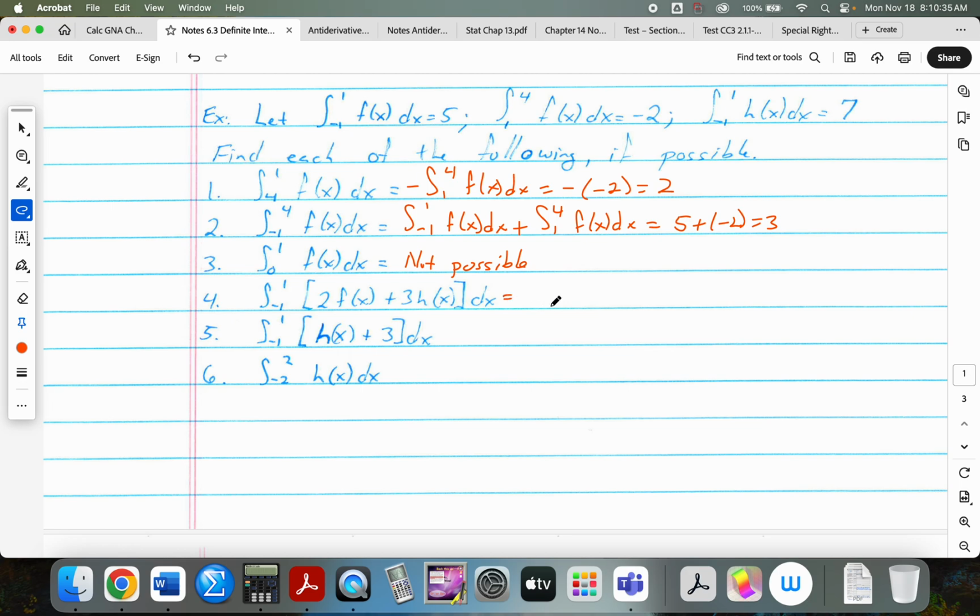Okay, so then for this one, this will be 2 times the integral from -1 to 1 of f of x dx plus 3 times the integral from -1 to 1 of h of x dx. So that's 2 times 5 plus 3 times 7 is 31.